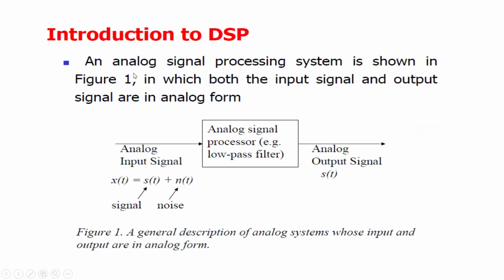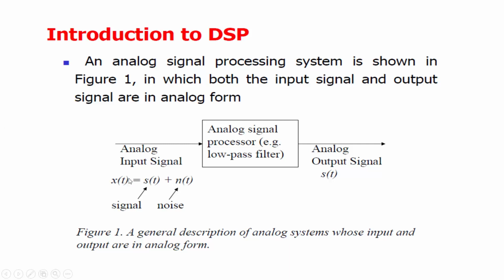Now let's start with the introduction to digital signal processing. Basically, this is an analog processing system where there can be two types of signals. One is analog, which is a continuous signal, and the other can be a digital signal or a discrete signal. We will come to these two types of signals once we move along the class.